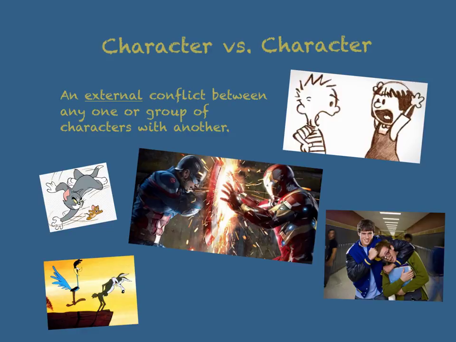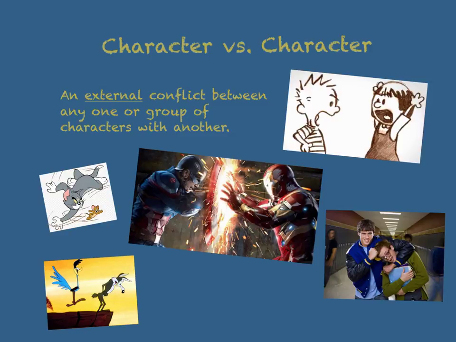The first and most common type of conflict is a character versus character conflict. And this could be any combination of a single character versus a single character, a group versus a single character, or a group versus a group. It is an external conflict, and like I said, it's the most common. Nearly any piece of literature is going to involve some sort of character versus character conflict.